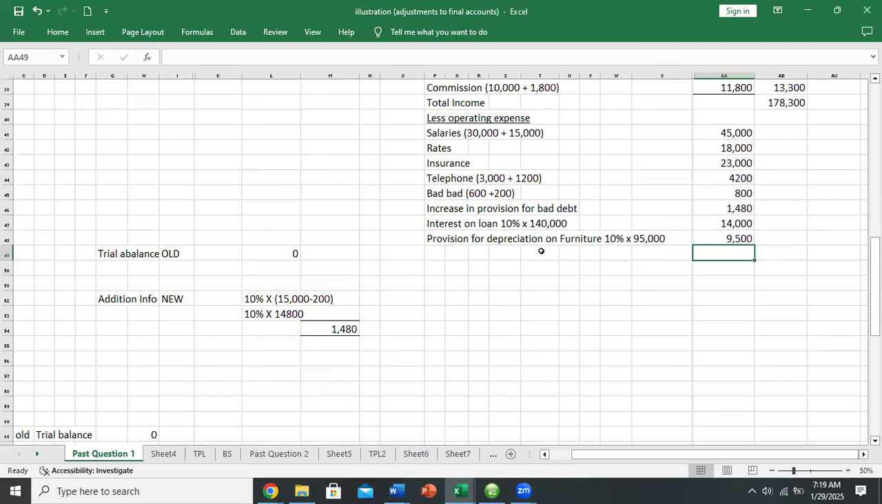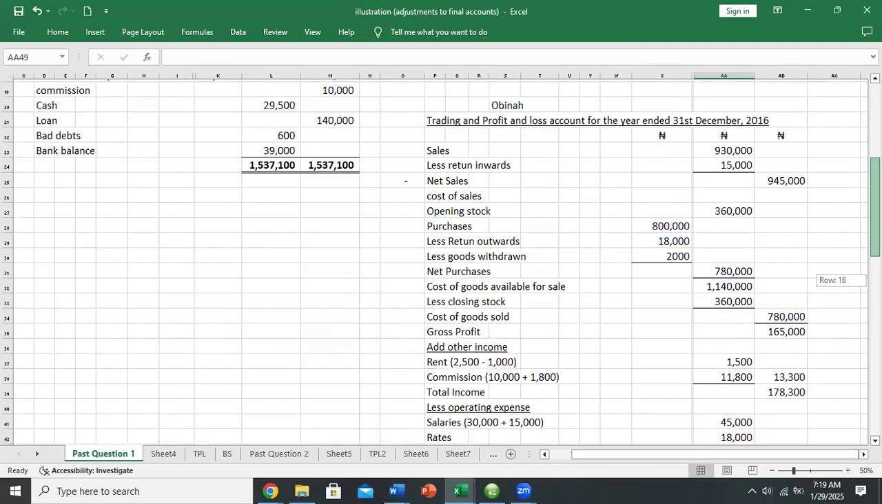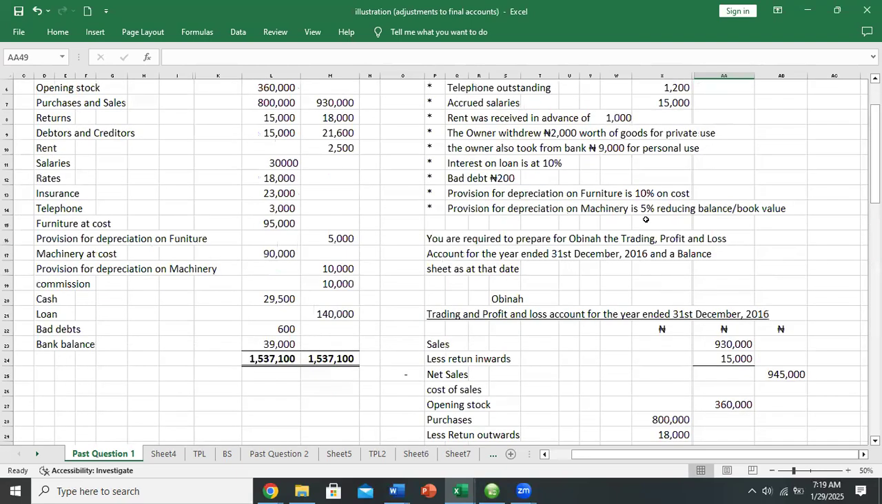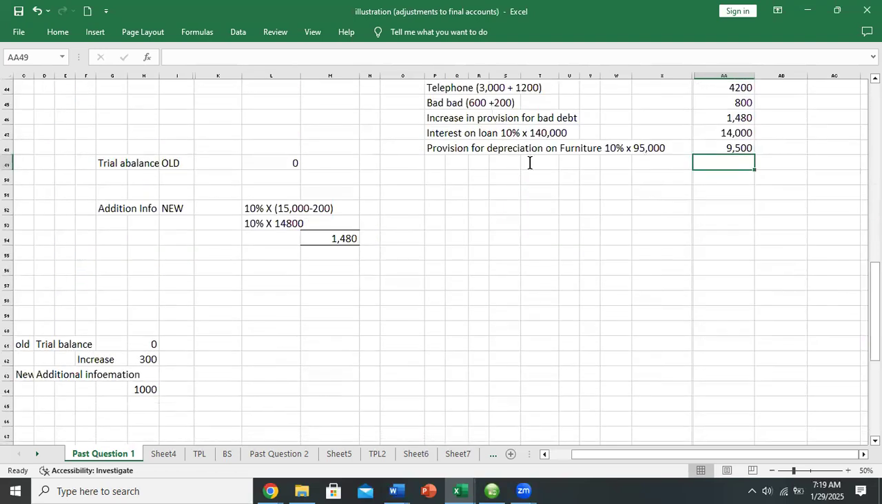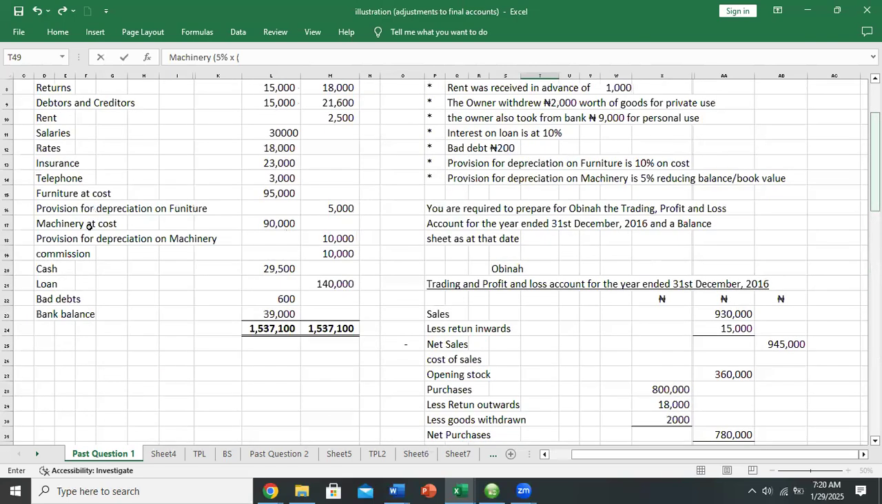And the second one is on machines. For the machines, we are being told reducing balance 5%. So look at how we go about that one. So provision for depreciation on machine. For the reducing balance, take the rate 5%. Multiply by net book value, not the cost. So what is net book value? Net book value is you picking the cost. Okay, so let me go and pick the cost first and foremost. So machinery at cost 90,000, right? So put that figure in there.